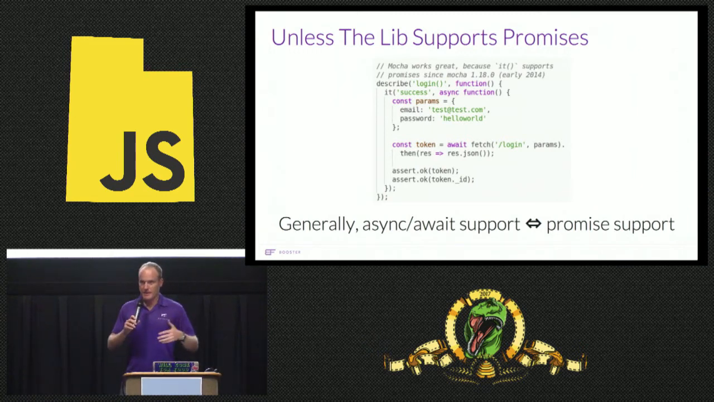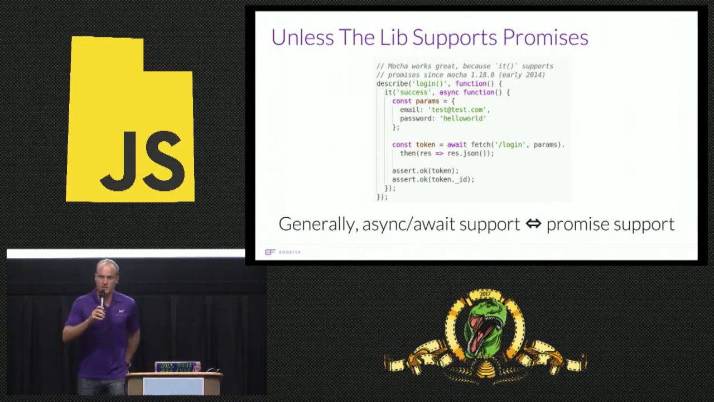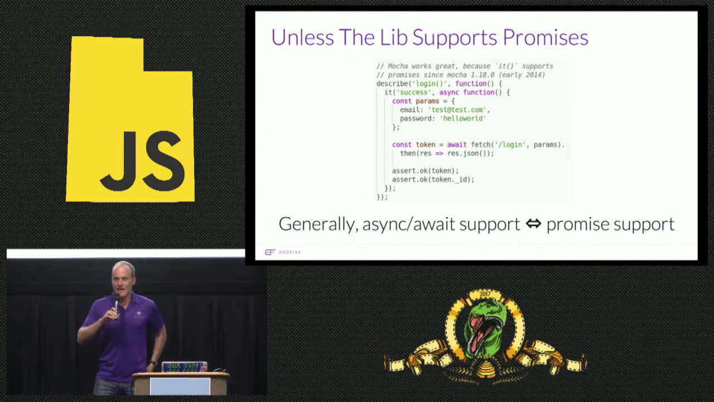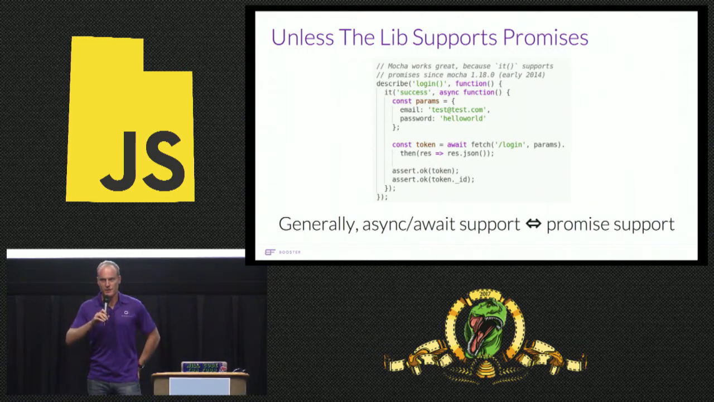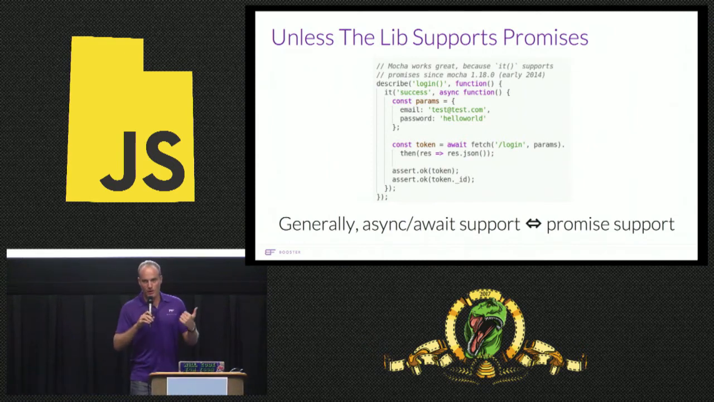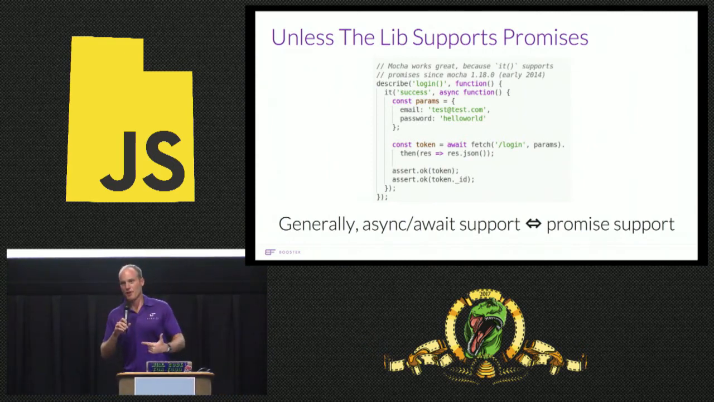So generally speaking, what you should take away from this is that async await support is largely equivalent to promise support. So if you have a library that says, oh yeah, you could pass in a promise or a function that returns a promise, you can use it with async await. So with Mocha, yes, it will work. With Express, it won't.